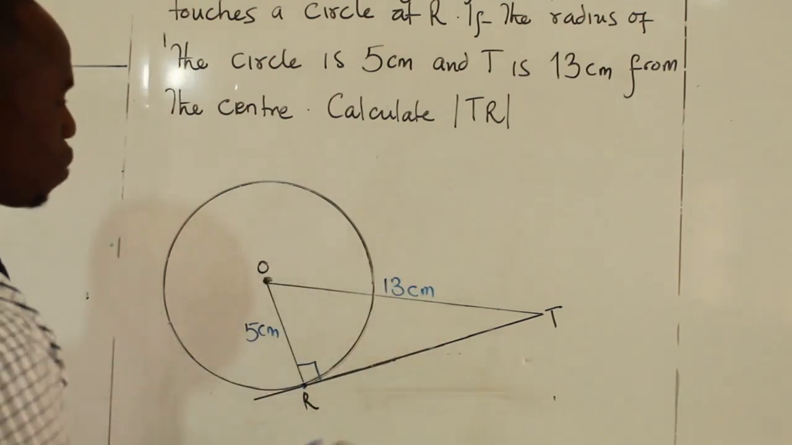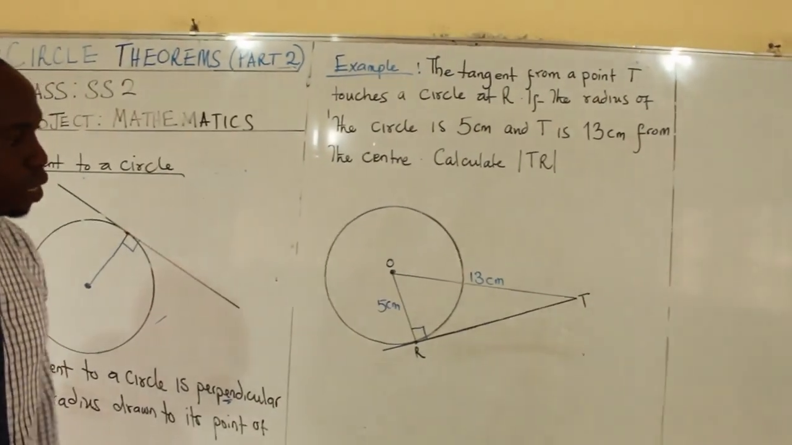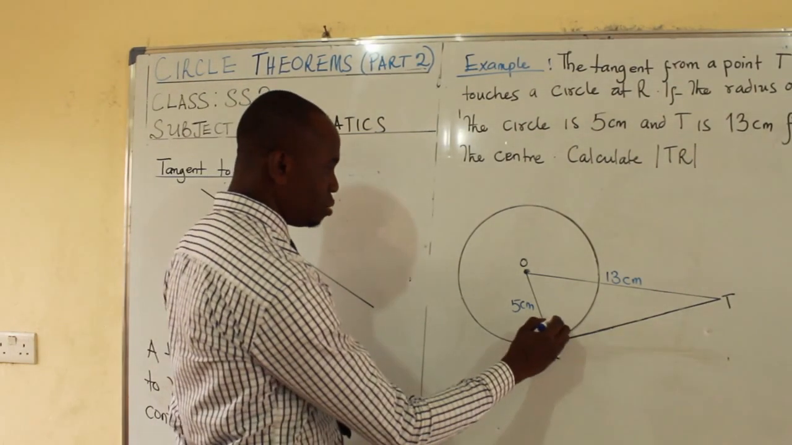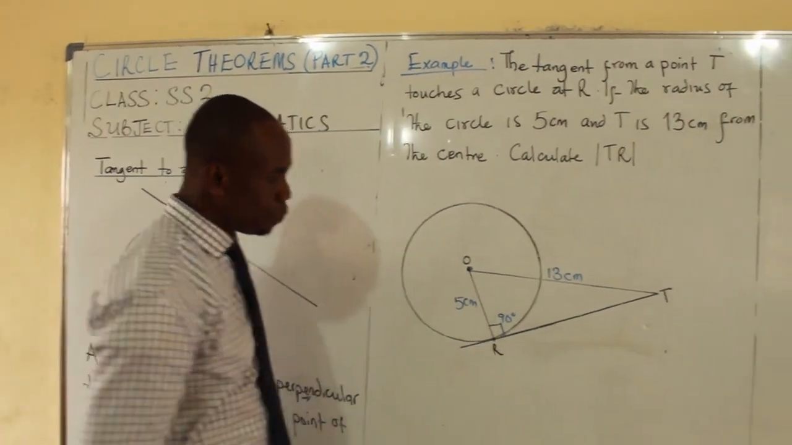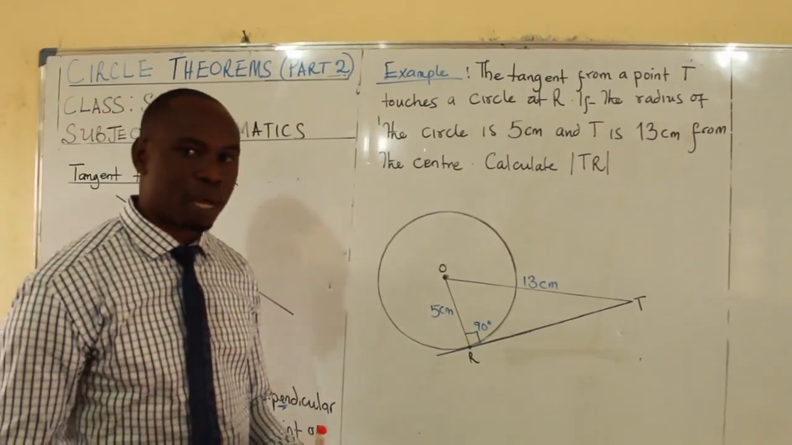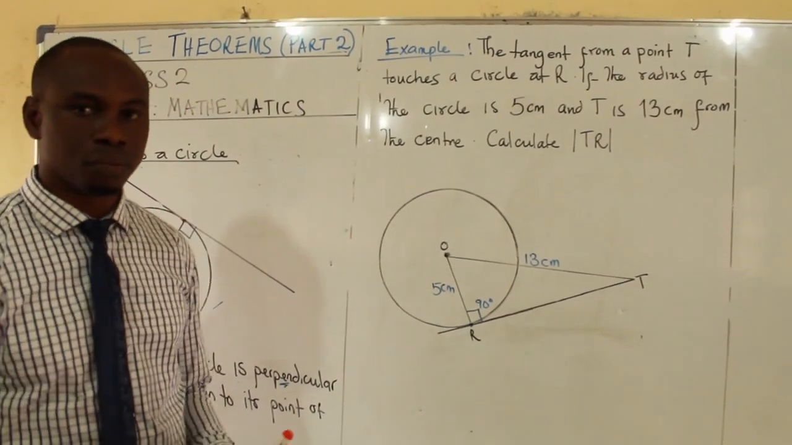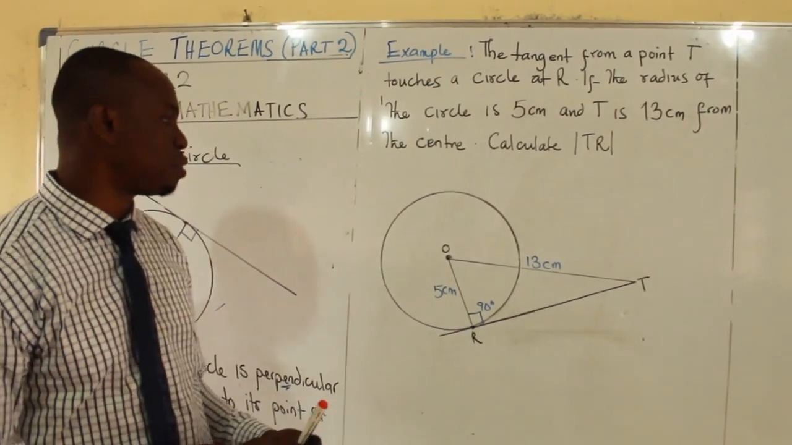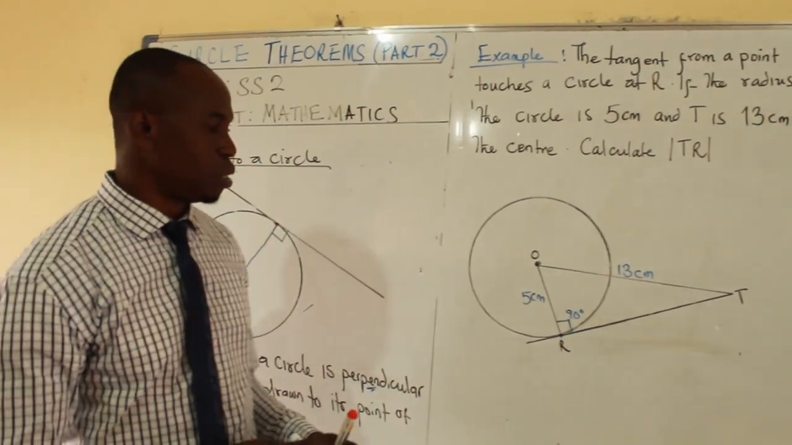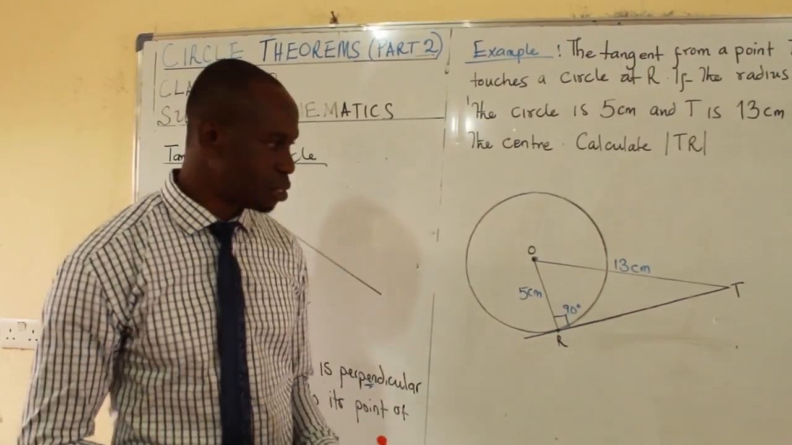We are now asked to find the length of the line TR. Now, when I see a question that has a 90 degree angle, what comes to my mind is the Pythagoras theorem. And in the Pythagoras theorem, the square of the length of the hypotenuse is equal to the sum of the squares of the other two sides.